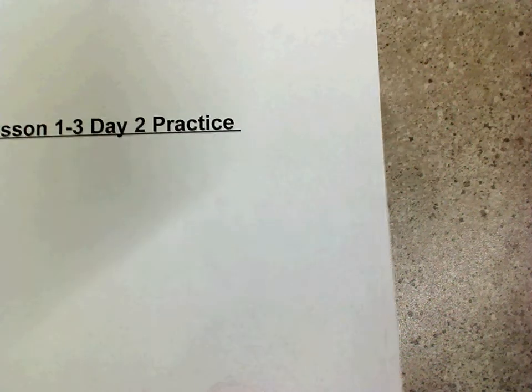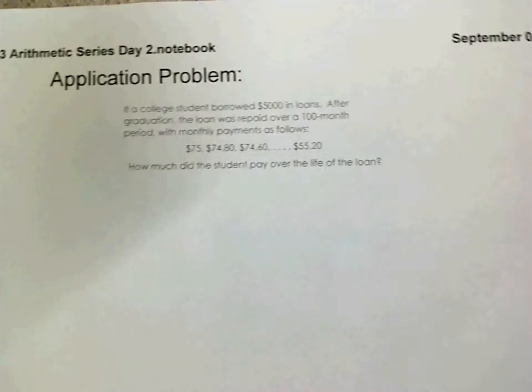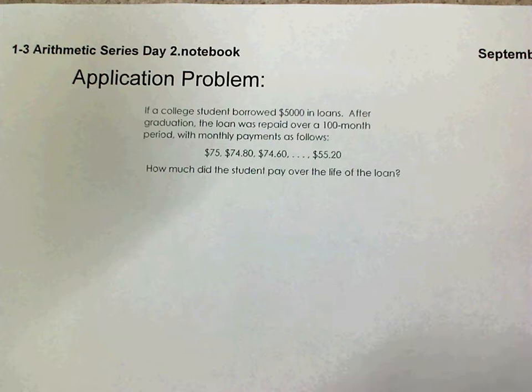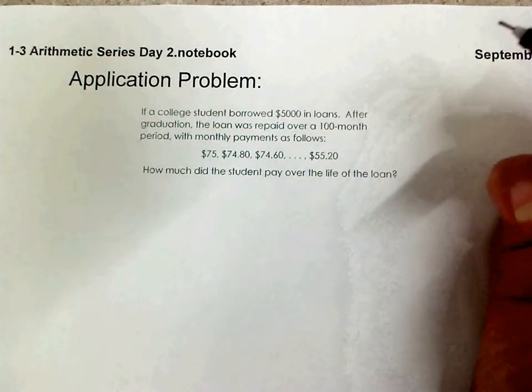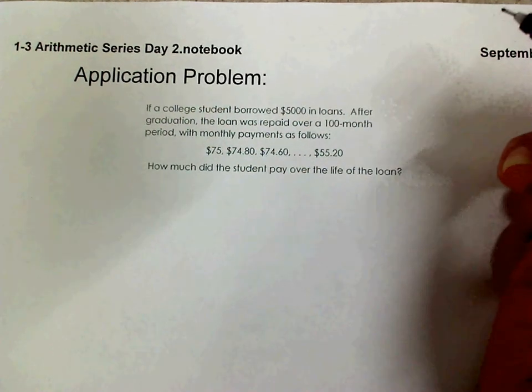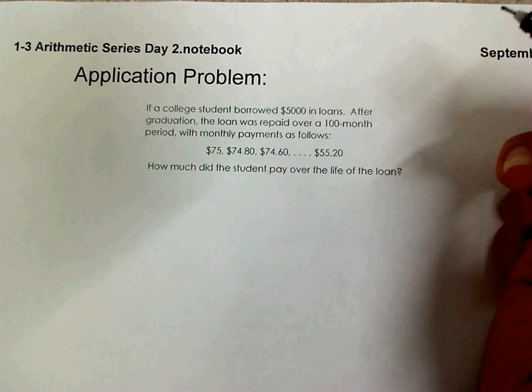Here's an application problem. So let's see if we can figure this out. If a college student borrowed $5,000 in loans, after graduation the loan was repaid over a 100-month period, with monthly payments as follows. How much did this student pay over the life of the loans?